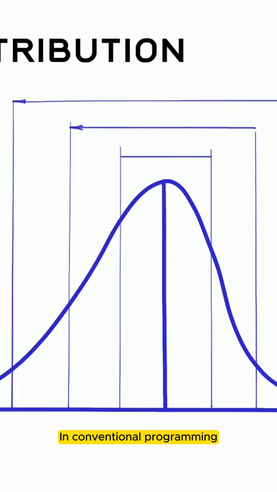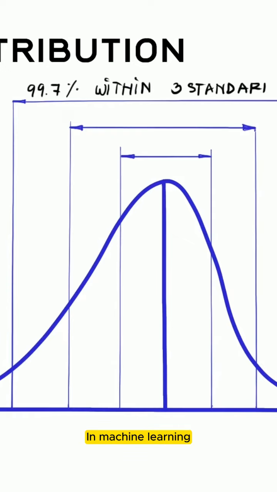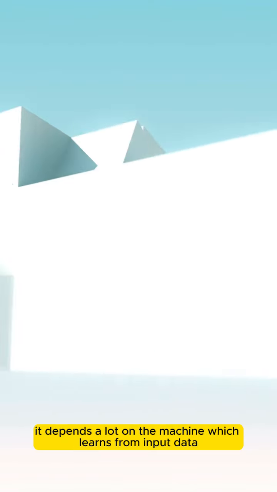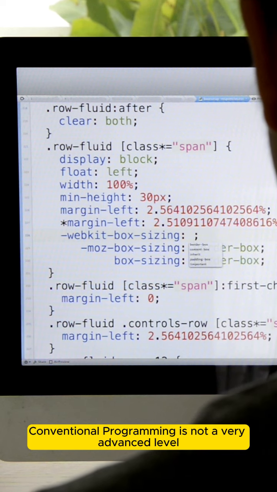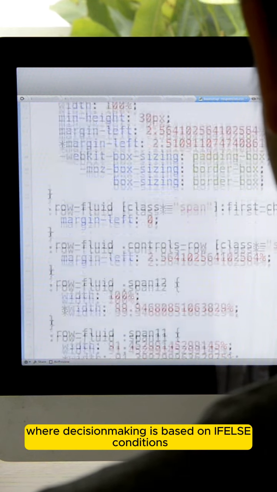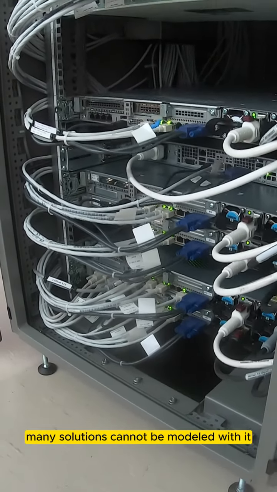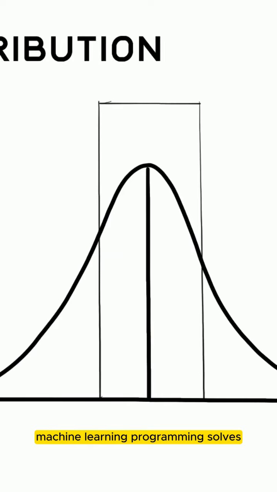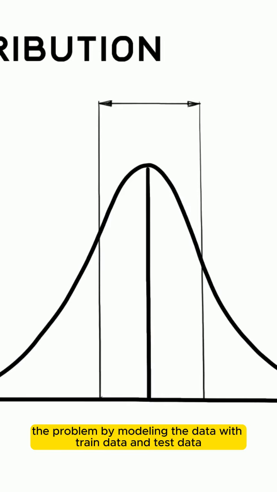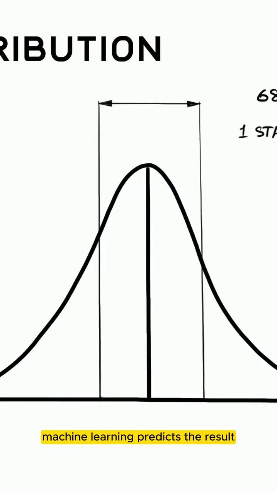In conventional programming, a programmer needs to hard code the logic of the program. In machine learning, it depends a lot on the machine, which learns from input data. Conventional programming is not very advanced, as decision-making is based on if-else conditions. Therefore, many solutions cannot be modeled with it. On the contrary, machine learning programming solves the problem by modeling the data with training data and test data. Based on these data and statistical models, machine learning predicts the result.